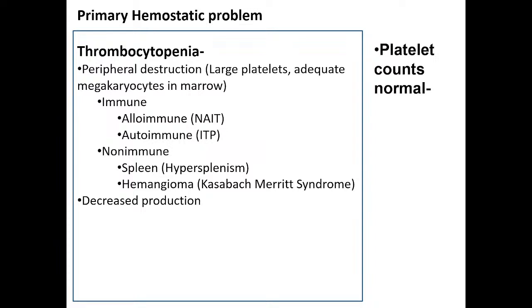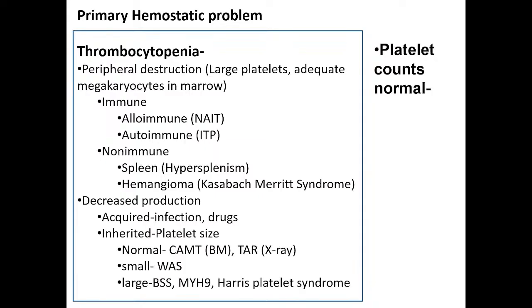Then non-immune causes of destruction are spleen, hypersplenism and hemangioma. Like in spleen destruction is there, similarly in hemangioma also platelet destruction and consumption will be there. That is called Kasabach-Merritt syndrome. Decreased production is acquired because of infection or drugs. Inherited decreased production is divided into 3 groups based on platelet size. If platelet size is normal, then suspect CAMT and TAR.